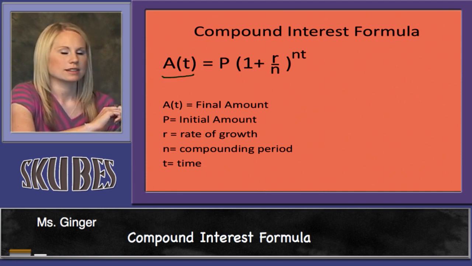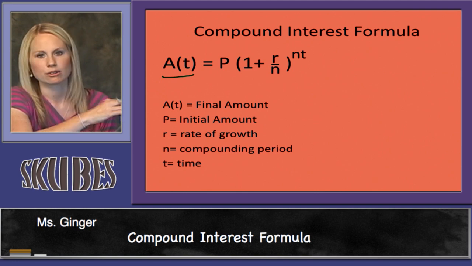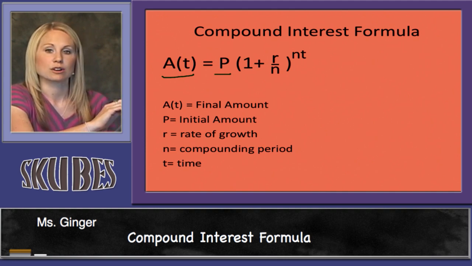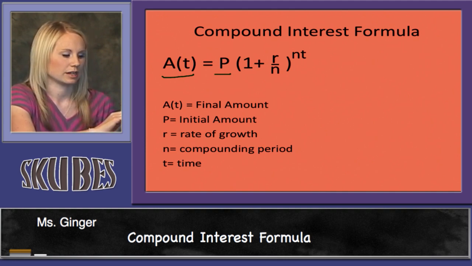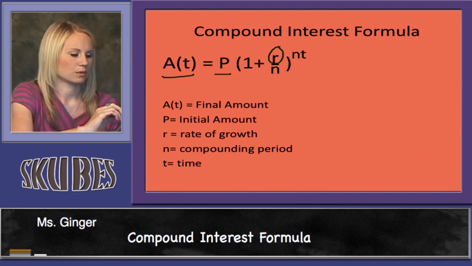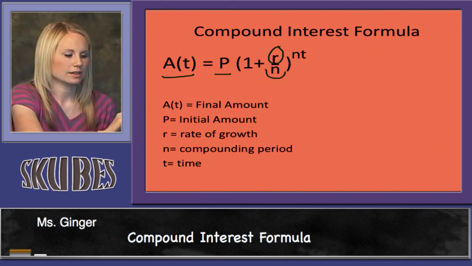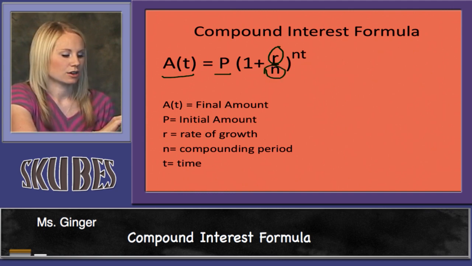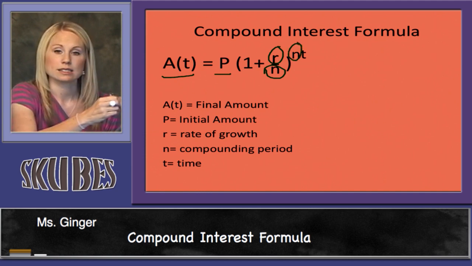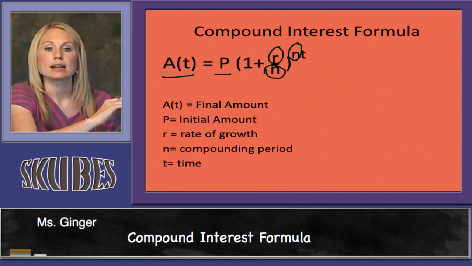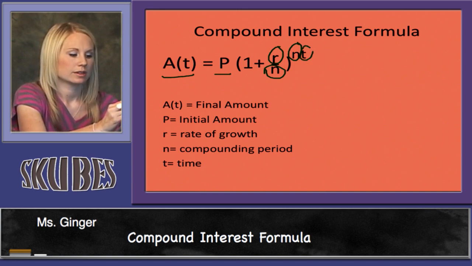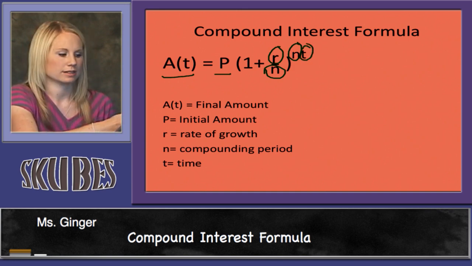A of t, that is going to be our final amount once we've calculated out all the other variables. The p here represents our starting amount, initial amount that we're putting in or depositing. The r up here at the top is our rate of growth. The n on the bottom of this fraction is our compounding period, and you'll notice there's two of those. The n is in two locations. It needs to go there and up as the power to join with t, which represents time, the amount of time that is passing over the course of whatever we're discussing.